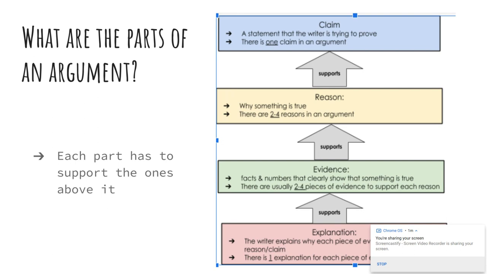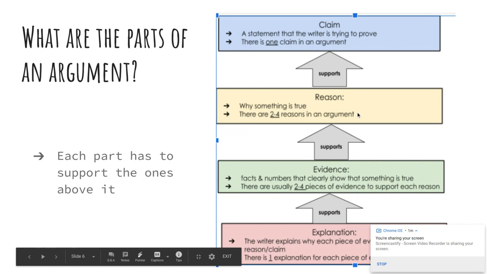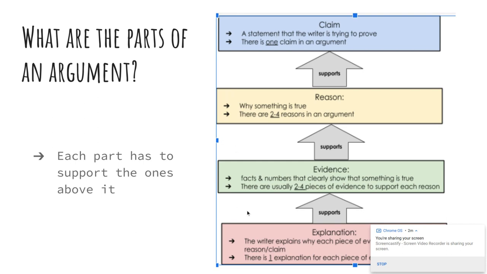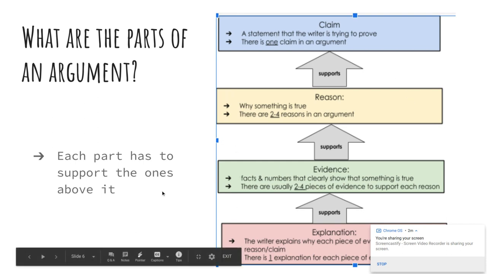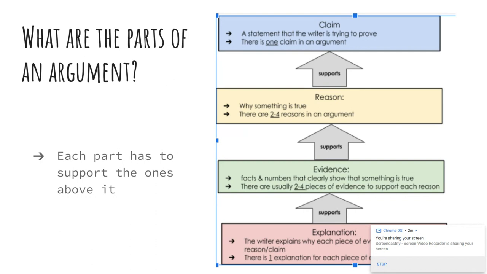There are several parts to every argument, and we're going to go over each part today. There's the claim, there's reasons, there's evidence, and there's explanation. Each part has to support the one above it. So, for example, the reason in the argument has to support the claim. The evidence has to support the reason and connect to the claim. The explanation has to support the evidence, which supports the reason, which supports the claim. So, all of the parts are connected, and you'll see each of these parts in an argument.